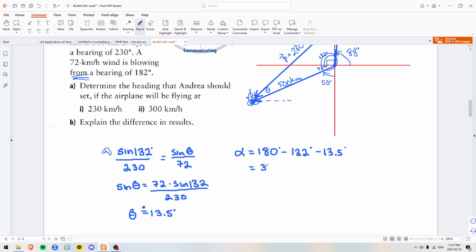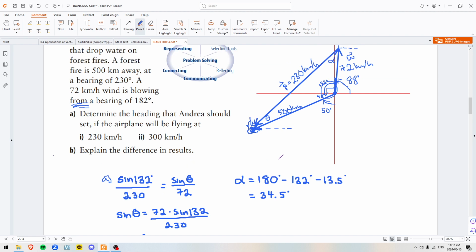We have 34.5 degrees. Okay, so as I said, let's zoom in on that top corner. I have an arrow here, I have an arrow there, right? And this is an angle of 34.5 degrees.